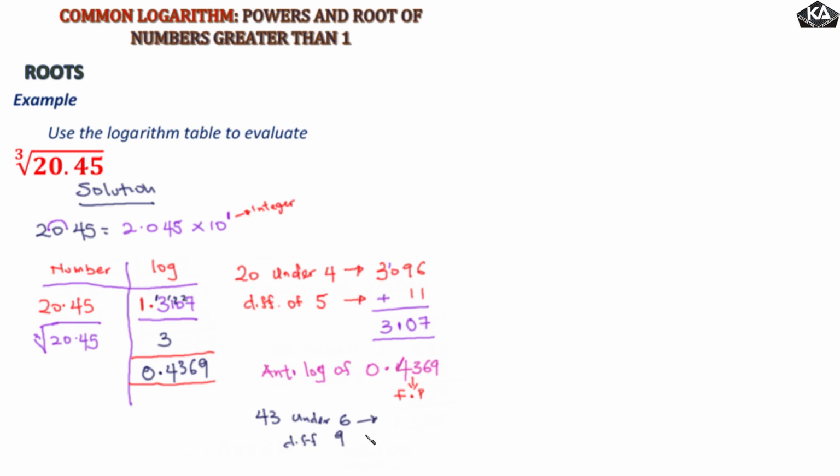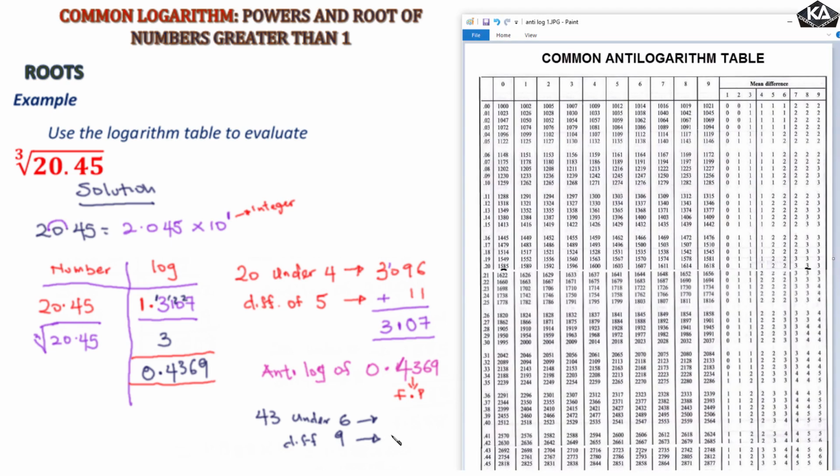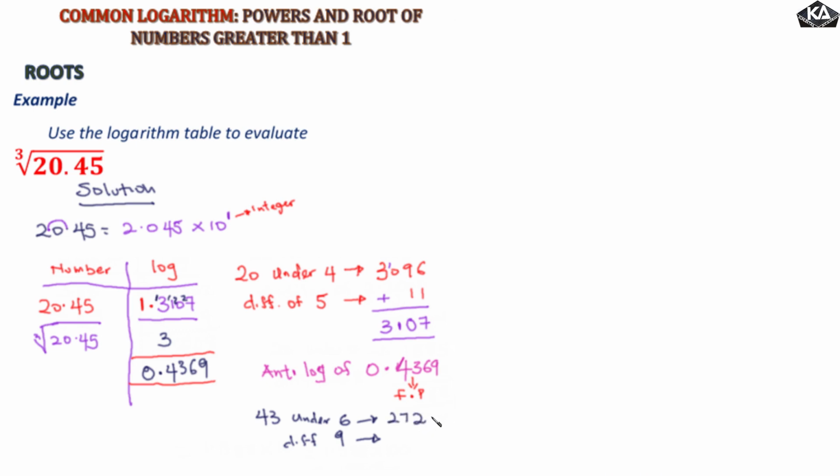Now let's check the antilog. That 43 under 6 is 2729. That's the antilogarithm table. In difference of 9, that is 6. Now you come to the board. 2729, difference of what? Of 6. Now, what will be our final answer when you add it up? You have to add it up. 9 plus 6 is 15. You write your 5, you carry your 1. 1 plus 2 is 3. Then this is 7, 2.